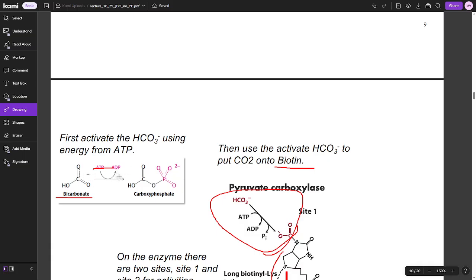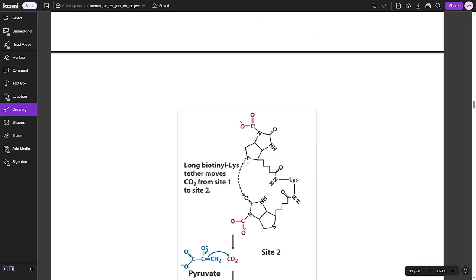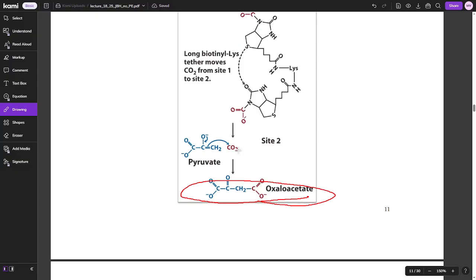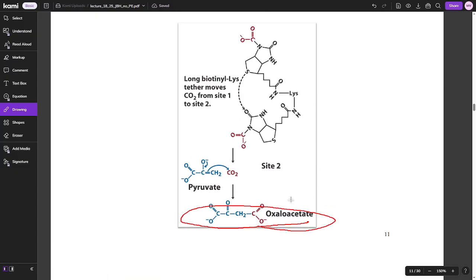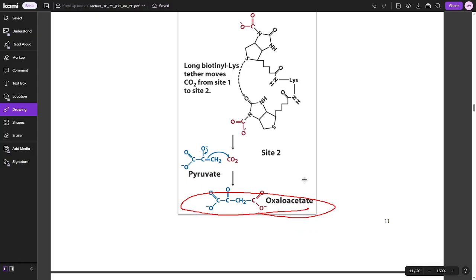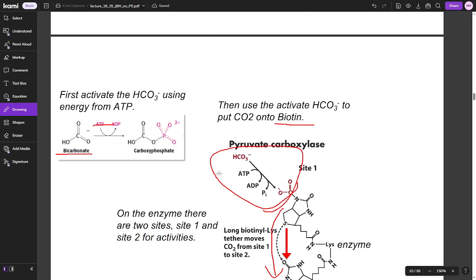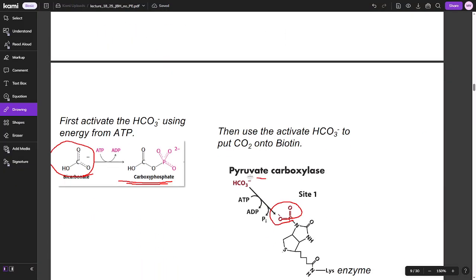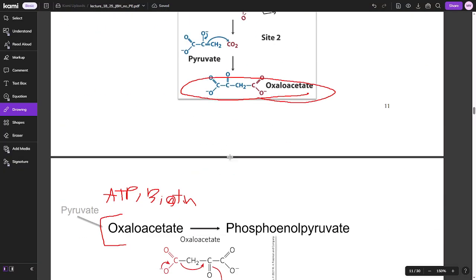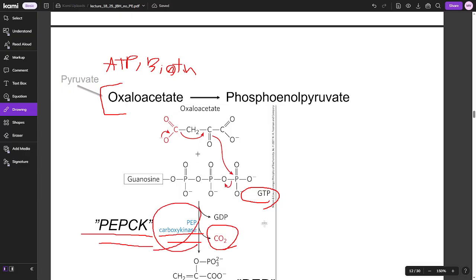So like the bicarb, this ATP, the biotin, the pyruvate, of course. What happens there? The biotin acts as a moving arm and attaches the bicarb onto it, and then we get this oxaloacetate. And this oxaloacetate combined with GTP does this carboxykinase reaction where CO2 is released, and GDP is formed, and you get phosphoenolpyruvate. So pyruvate carboxylase is the main enzyme for this step, and PEP carboxykinase is the way that we release here.